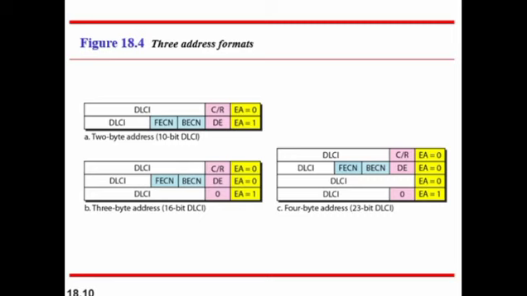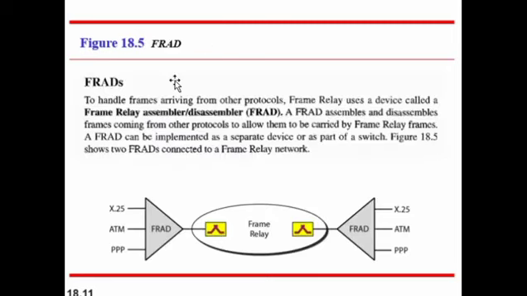There is another term, FRAD. What does FRAD mean? To handle frames arriving from other protocols, frame relay uses a device. FRAD is a device called the frame relay assembler or disassembler, right? So here you can see that X.25, ATM and PPP frames are assembled here, and then they are passed to the frame relay network, and then they are disassembled over here. So this is how FRAD works.